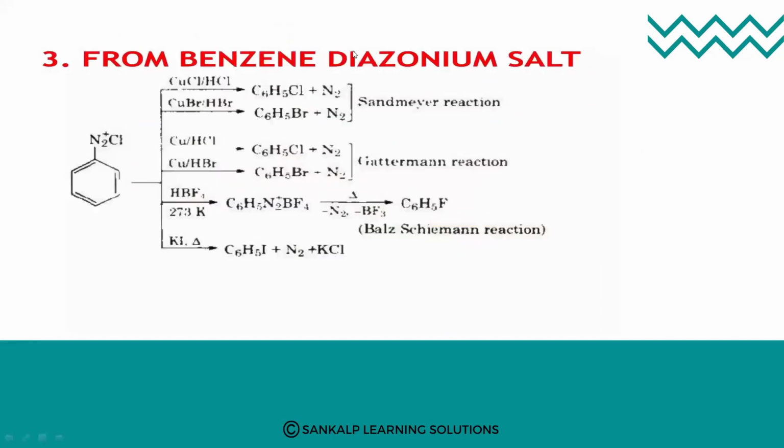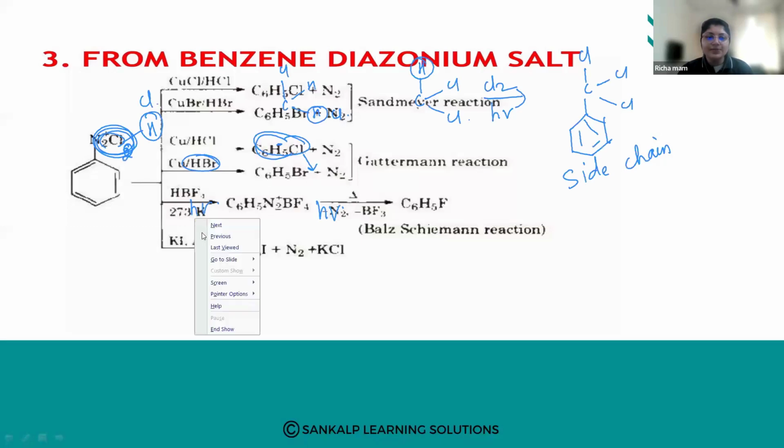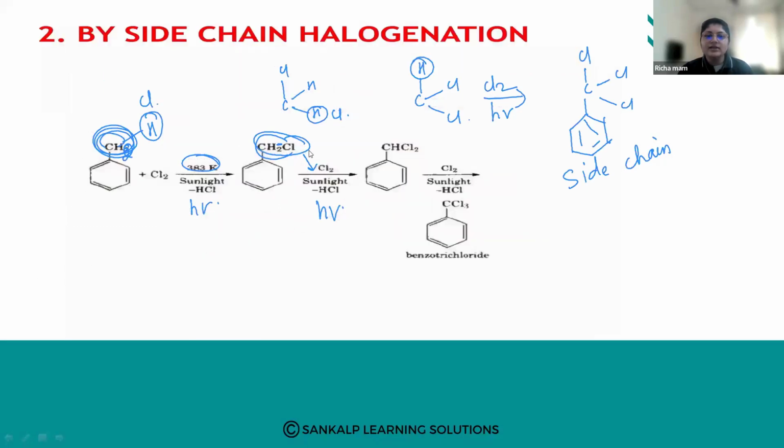Next, we are going to discuss benzene diazonium salt. What do you mean by reduction? We are not reducing there. What is happening here? At each step, you can see the hydrogen atom is replaced by chlorine. We have seen the free radical mechanism, right? Same way, this is a side chain halogenation. On the side chain, we are doing halogenation. Due to free radical, the hydrogen atoms are replaced by the chlorine atoms.